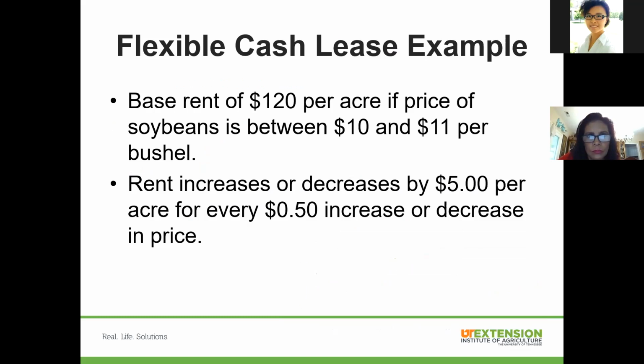So one example is looking at Montgomery County. Base rent can be $120 per acre. That's the prevailing rate in Montgomery County for non-irrigated cropland. So if the price of soybeans is between $10 and $11, that's where you get the base rent, $120 per acre. But if the price increases 50 cents per bushel, then the rent can increase or decrease by $5 per acre.